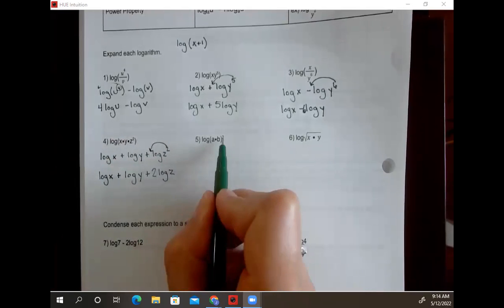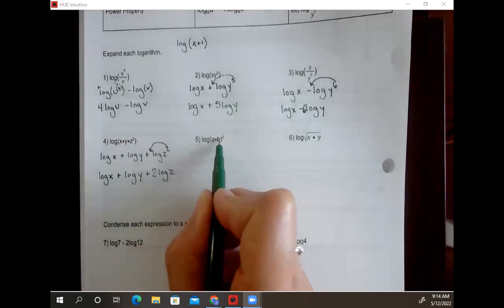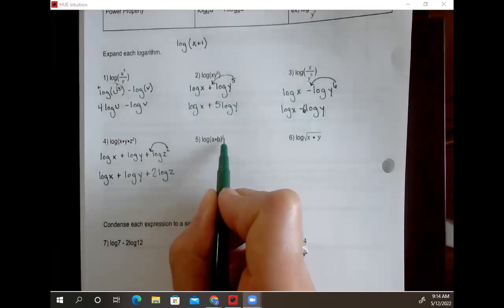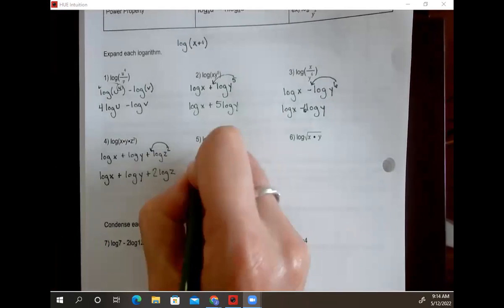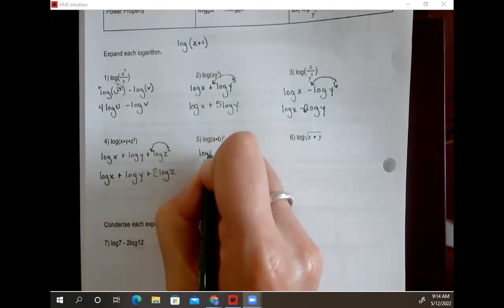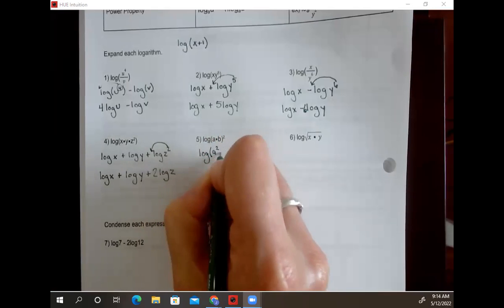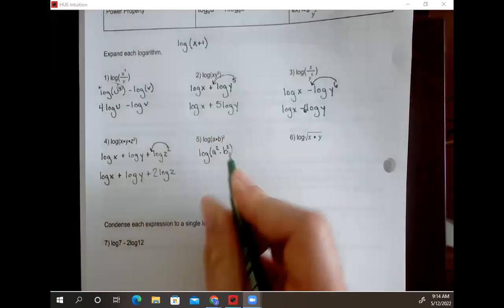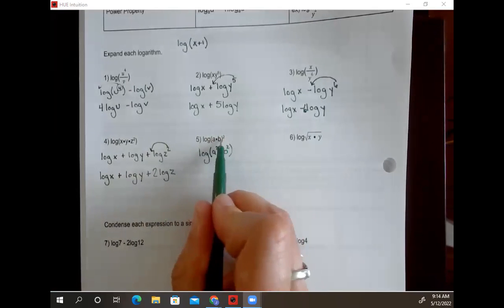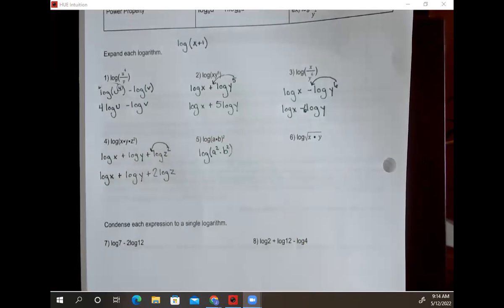For 5, this time my exponent is outside of those parentheses. That means that this exponent applies to both a and b. So this would be like the log of a squared times b squared. Since that exponent is outside of parentheses, it applies to everything inside those parentheses.